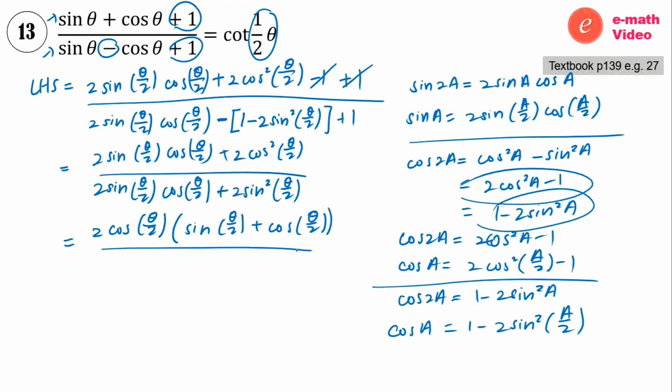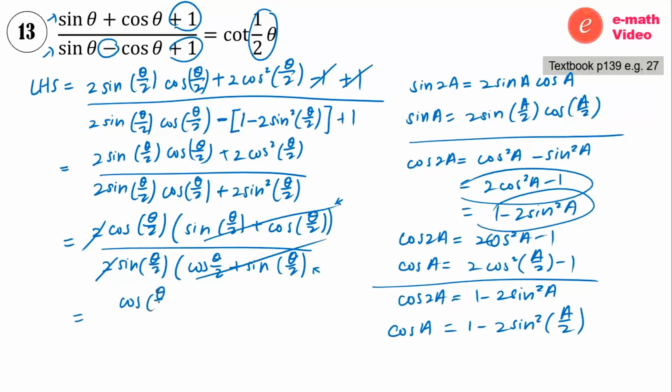Equals, on below we take out 2 sine theta over 2. 2 sine theta over 2 times cos theta over 2 plus, not sine, yeah, it's sine, sorry, sine theta over 2. As you can see, this part here and this part here are the same. Cancel. Bye-bye. Equals, 2 and 2 also can cancel. Cos theta over 2 over sine theta over 2 equals cotangent theta over 2.